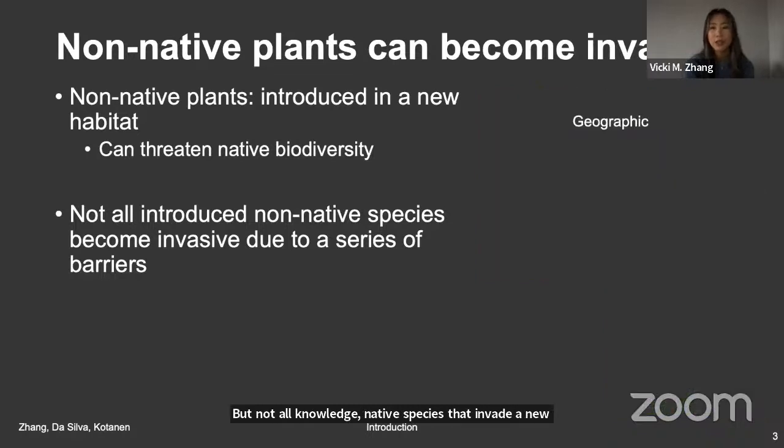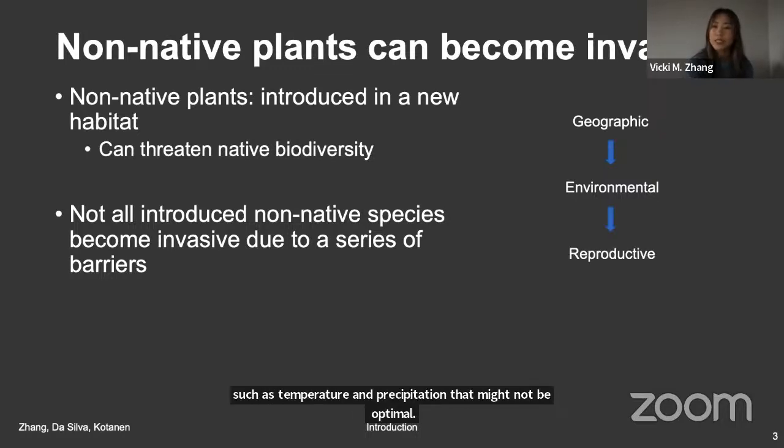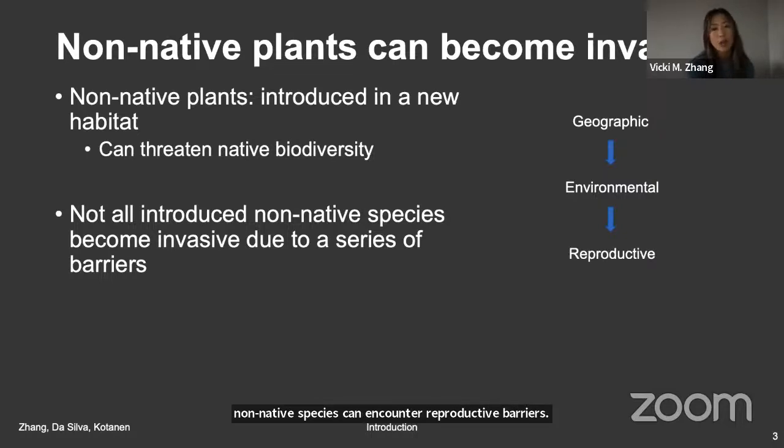And this is because there are several barriers that limit the success of non-native species. Once they move past this geographical barrier, they're in a new environment, and these new conditions, such as temperature and precipitation, might not be optimal. Then non-native species can encounter reproductive barriers, so maybe they can't produce viable seed or offspring. Most non-native species at this stage will be unable to reproduce, and then they go extinct in a couple of generations. There are also barriers to dispersal, so they might not be able to spread from their site of introduction. And it's only if non-native species have moved past all of these barriers and become dominant that they're considered invasive.